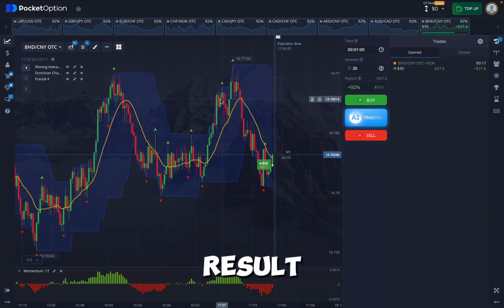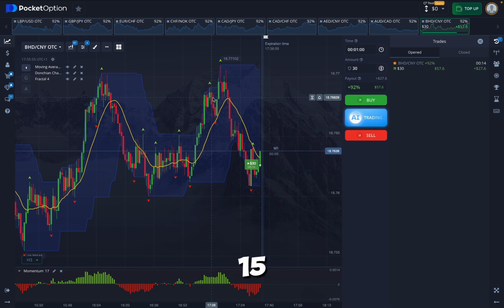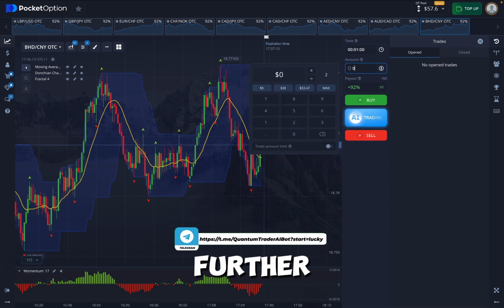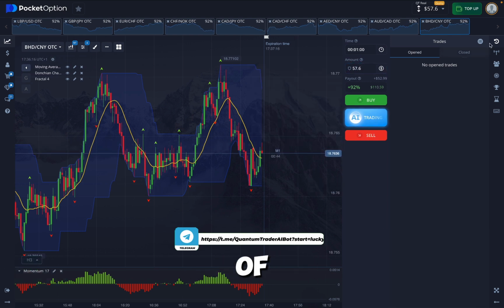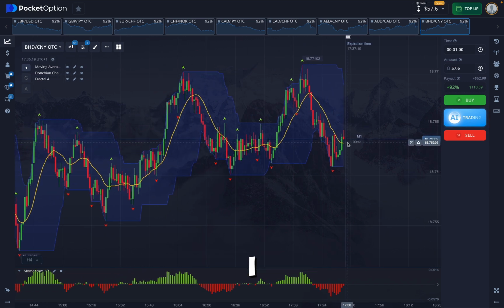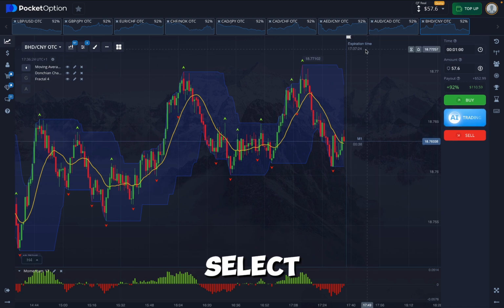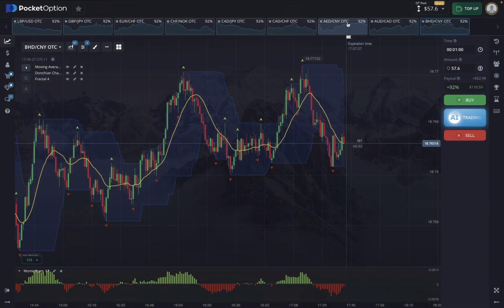So let's look at the result. That's the entry point, 15 seconds to completion. Great. The position is closed in a super plus. Let's also make a further opening for the maximum amount of the balance. In general, I think I explained everything clearly here, so let's continue and select the next entry point.